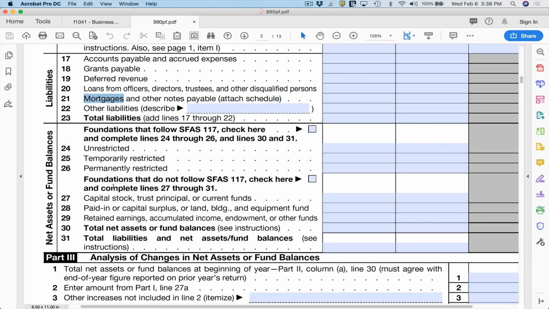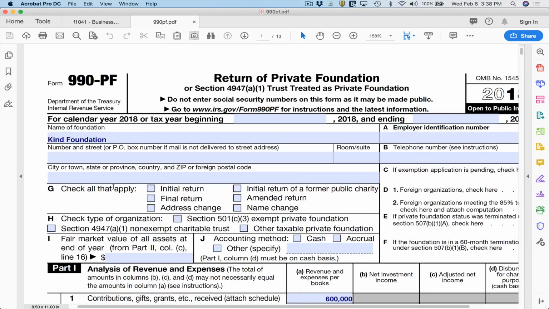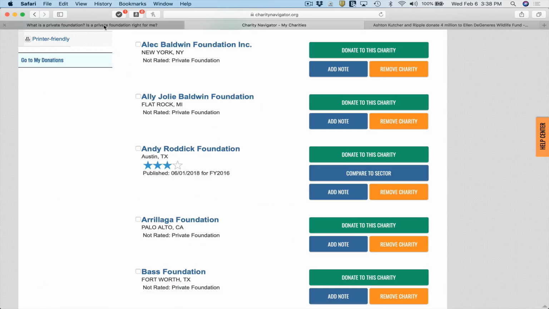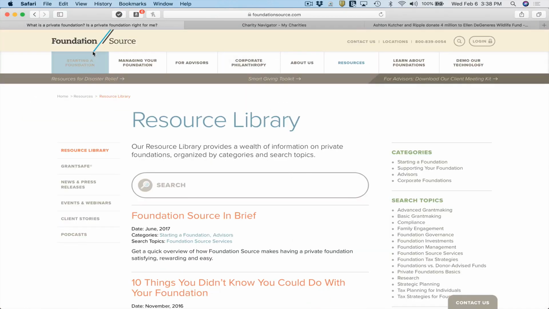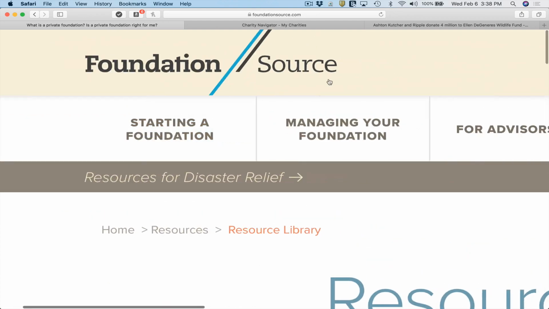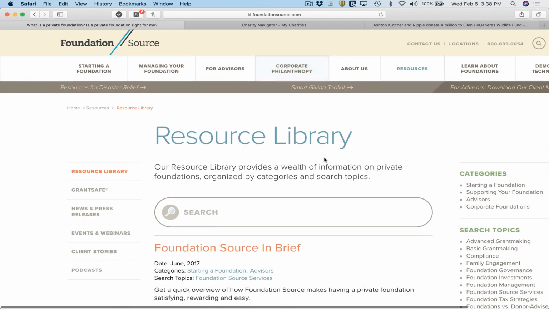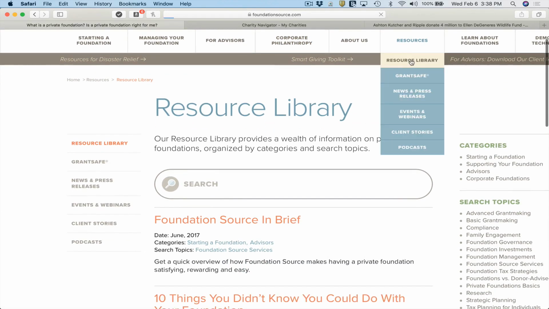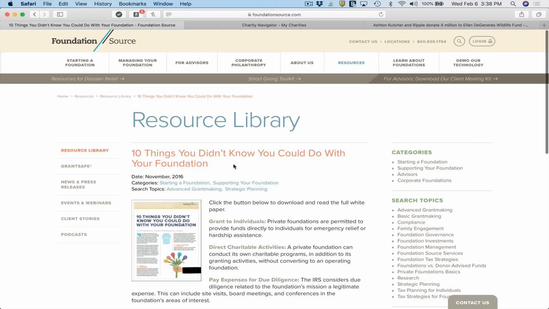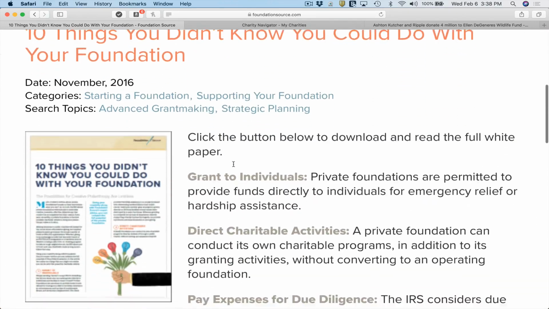Now, why am I saying all this? Well, I want you to go out and look at this stuff. There are a couple of different websites I want to point you to. Number one is a website called Foundation Source. This is an awesome resource for people to learn about what you can and cannot do with a foundation. In fact, there's a great PDF that you can download right here called 10 Things You Didn't Know You Could Do with Your Foundation.